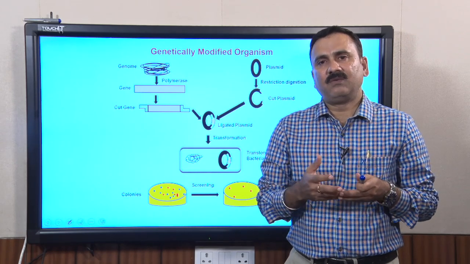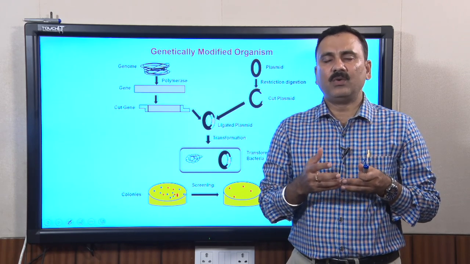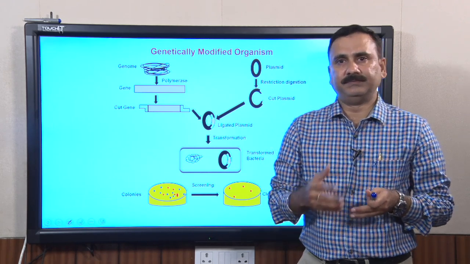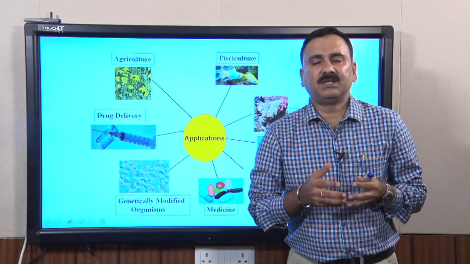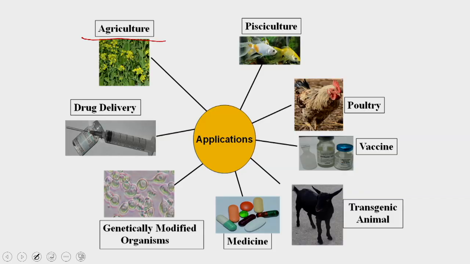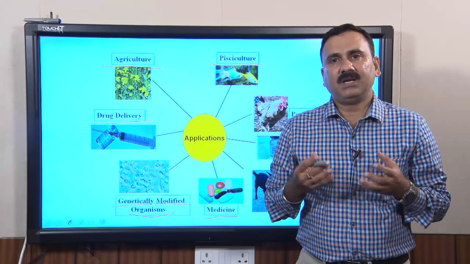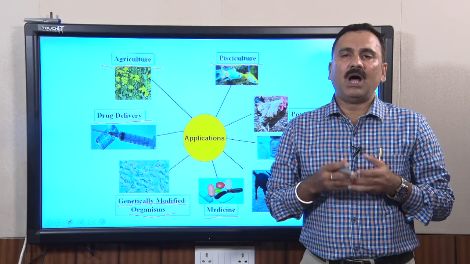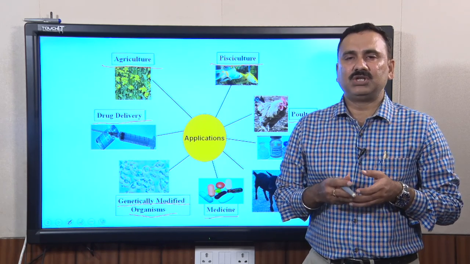applications. So now today's lecture we are going to discuss how genetic engineering is going to help society, as well as what are the different applications in which genetic engineering can be used. So as I said, genetic engineering has an application in a vast variety of areas, whether it is agriculture or pisciculture or poultry, vaccine, transgenic animals, medicines, or drug delivery. Moreover, we have already discussed how to generate the genetically modified organisms. So you can see that genetic engineering has a lot of applications in diversified fields, and from today on we are going to discuss how genetic engineering can be used for making an application in the plant sciences.